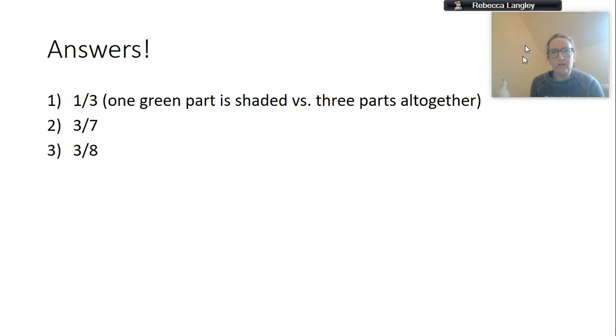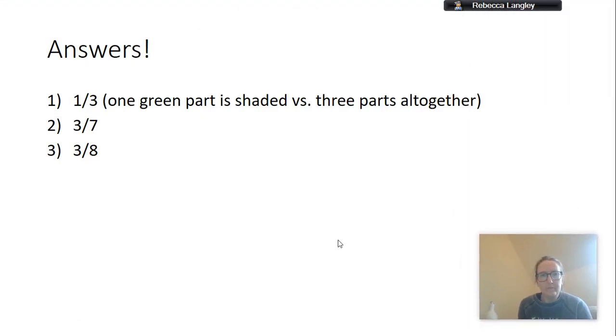And here are your answers. The first one, which was the circle, is a third because one green part is shaded. That went at the top, that's your numerator, and there were 3 parts altogether, which is your denominator. So it's just 1/3, 1 line 3. The second one was 3/7, and the third one was 3/8. So hopefully that was nice and easy for you.